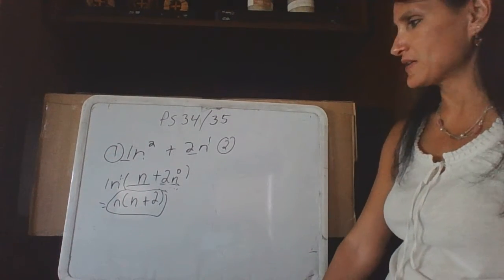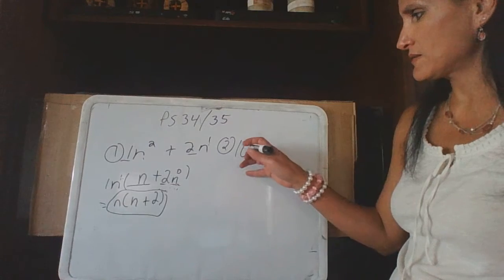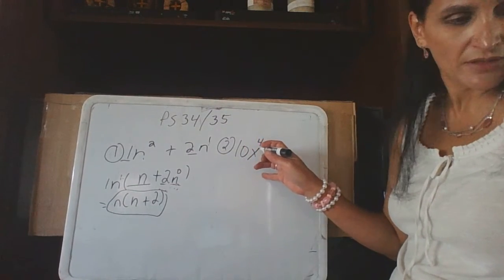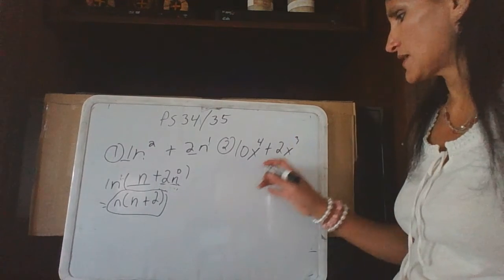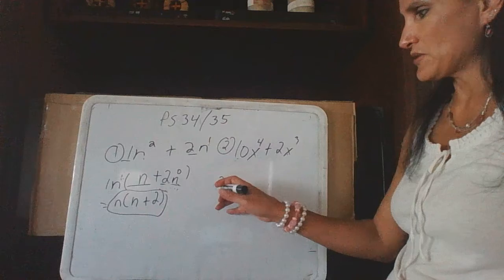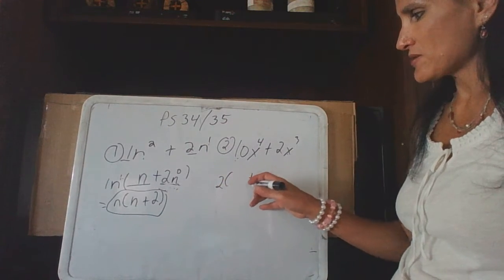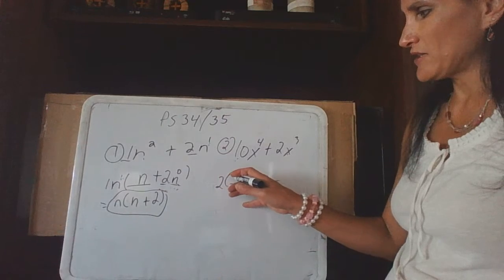Okay, so here's your second video. So we're going to start with number 2. We have 10x to the 4th plus 2x to the 3rd. Okay, so we find the greatest common factor of 2 and 10, and we know it's 2. There are 2 terms, so we're going to start with 2. Then we're going to divide 10 by 2 to get 5.